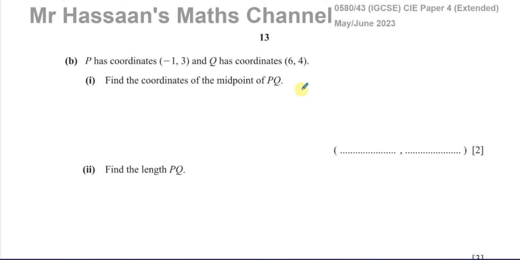Find the midpoint. Now the midpoint of PQ is going to be given by the average of the x coordinates, so minus 1 plus 6 over 2, and the average of the y coordinates, which is 3 plus 4 over 2. That's going to be 5 over 2, which is 2.5, and 7 over 2, which is 3.5. That's the midpoint between those two.